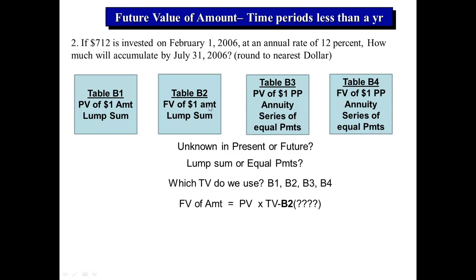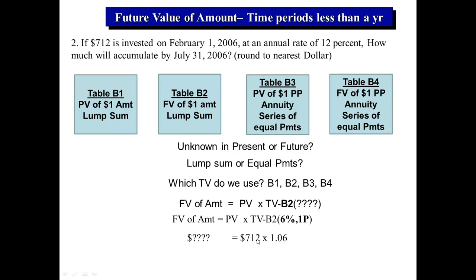This time, since we're only going to keep it out 6 months, we're going to use 6%, which is half of the 12% interest rate because it's half a year, for one period. So if it's less than a year, in this case half a year, and it's a 12% annual interest rate, then it'll be 6% for 6 months. That table value will be 1.06, so it's 1.06 times $712.